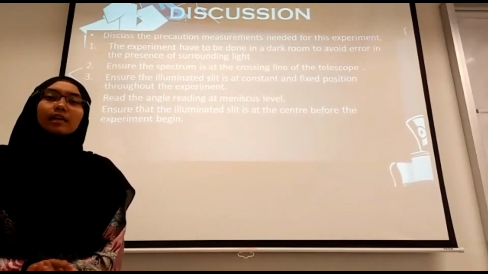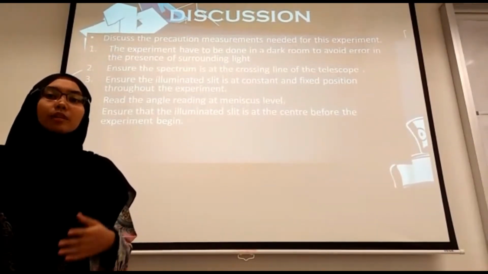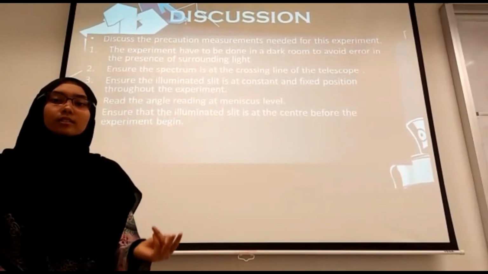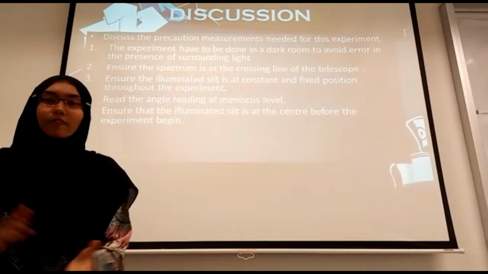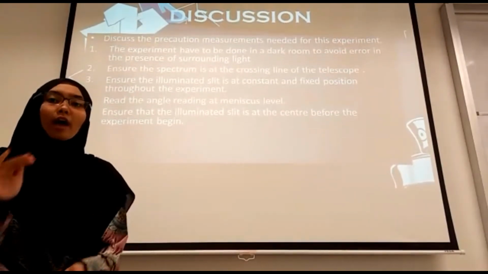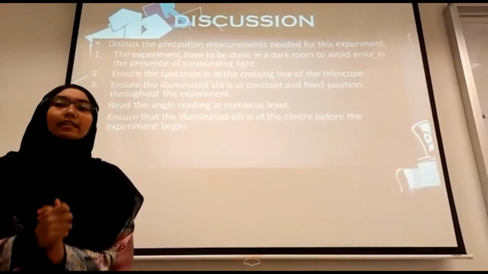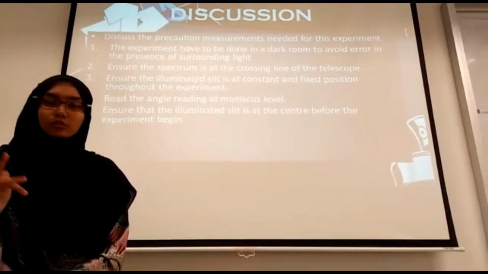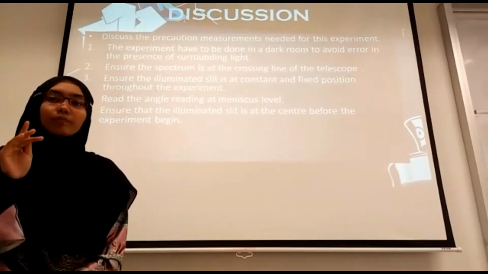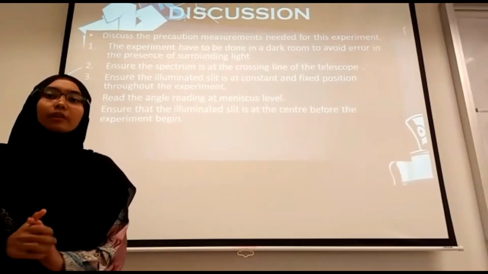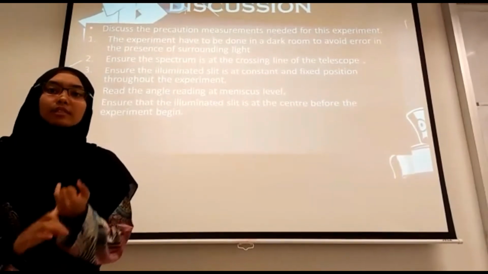So this means that you have to do this experiment with the light switched off. And for the second one, we have to make sure the spectrum is at the crossing line of the telescope. So the spectrum has to be at the center of the telescope, so we get the angle at a precise measurement.